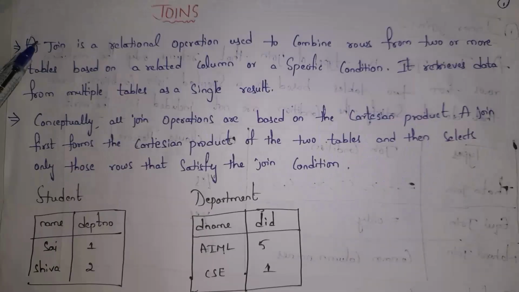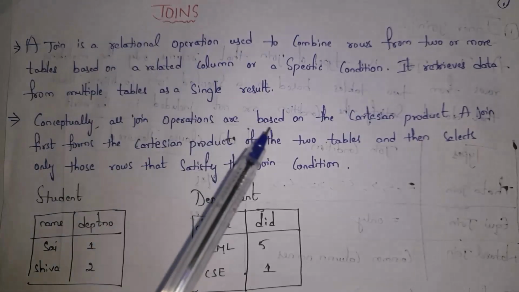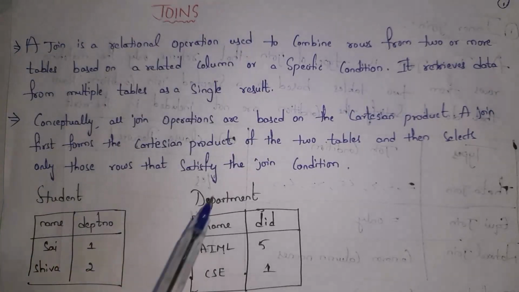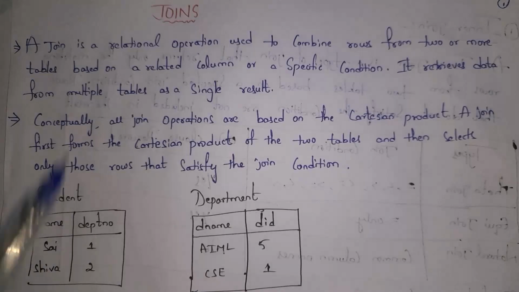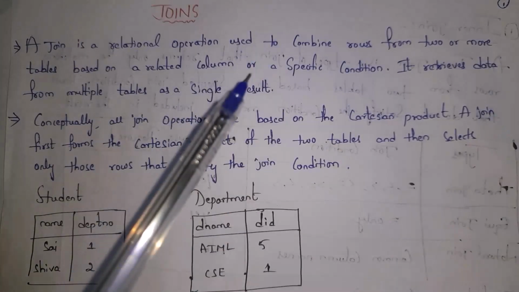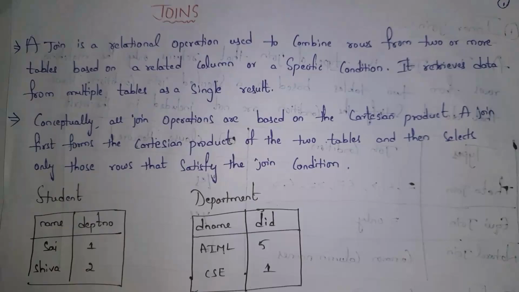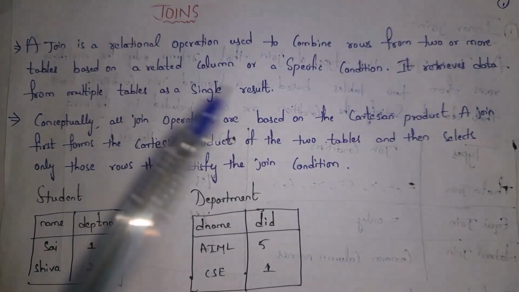Let's get started. A join is a relational operation, that is, an operation which is applied on tables. We call it a relational operation. So join is a relational operation. By using join, we can combine rows from two or more tables based on related columns or a specific condition.